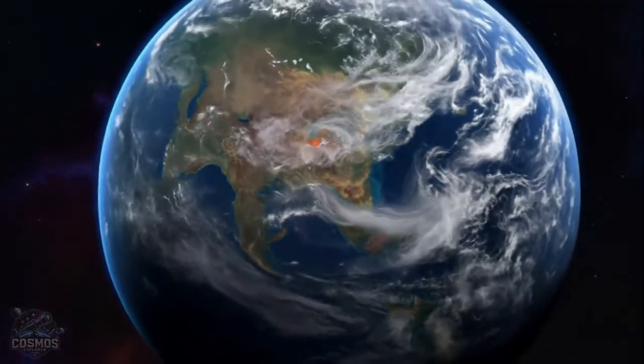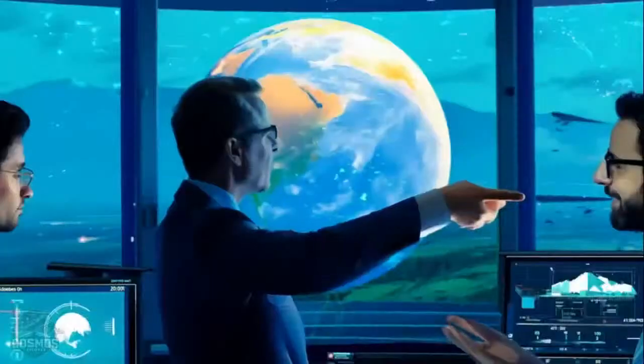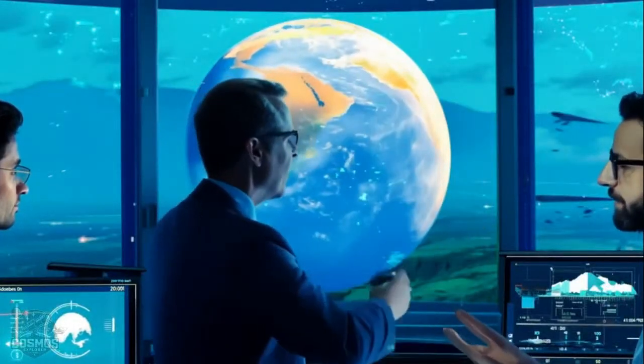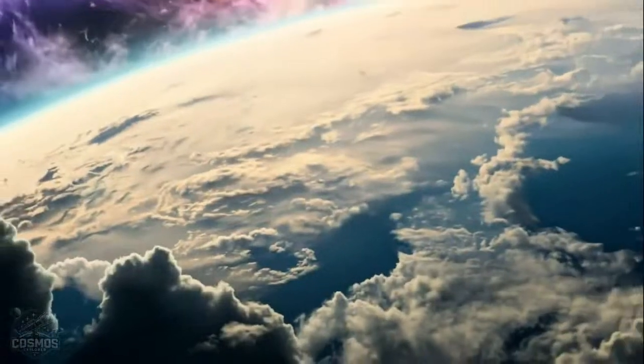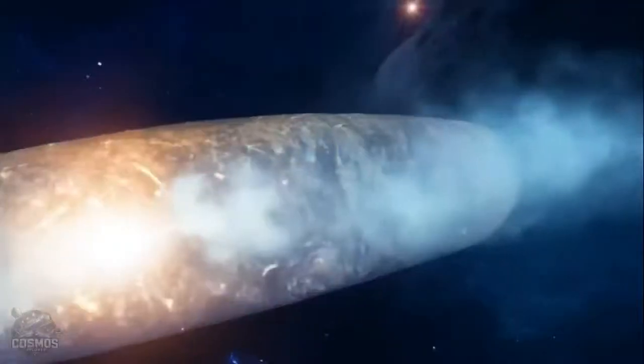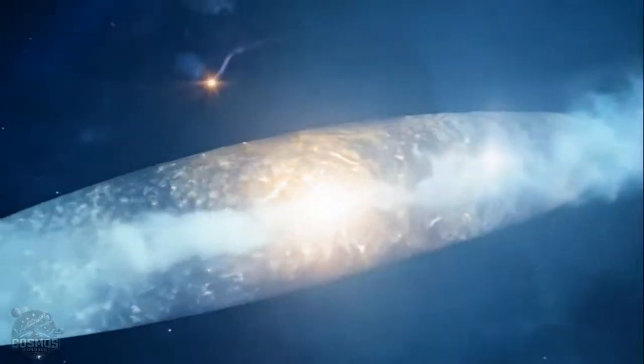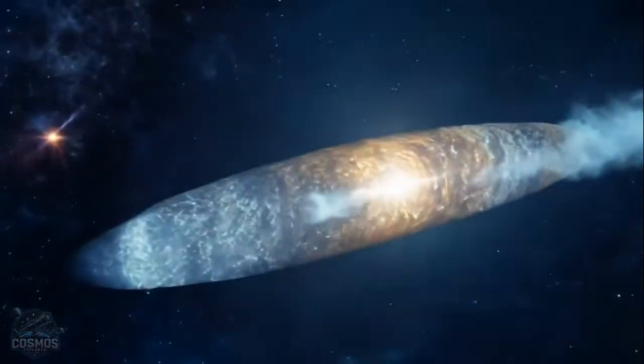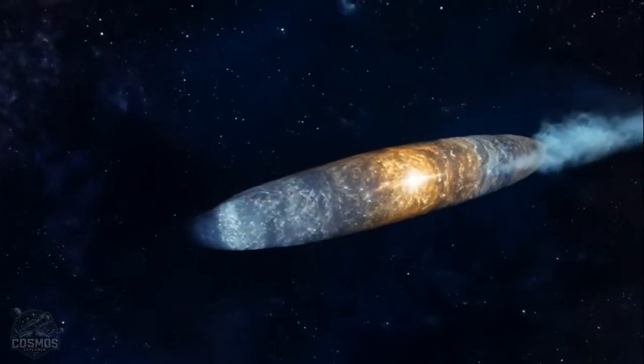As the material falls inward, it forms a rotating, flattened disk of gas and dust that eventually leads to the birth of a new star at the center, while the remaining material in the disk can coalesce to form planets, moons, and asteroids. The presence of interstellar dust plays a crucial role in this process as well.